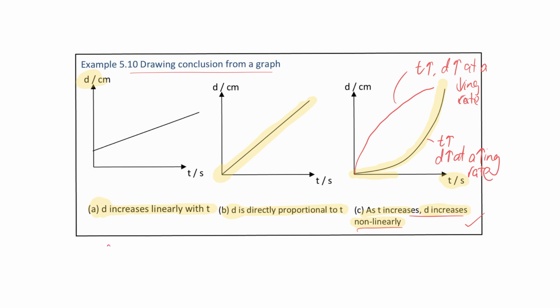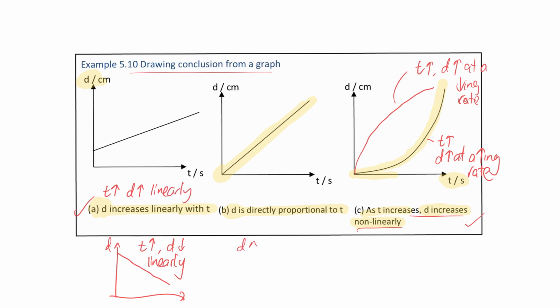You might be wondering, what if the DT graph is a constant negative gradient? If that's the case, as T increases, D decreases linearly because it's a straight line. Having said that, for this case, if you want to be more consistent, you can also say that as T increases, D increases linearly. So it's easier to remember this way.